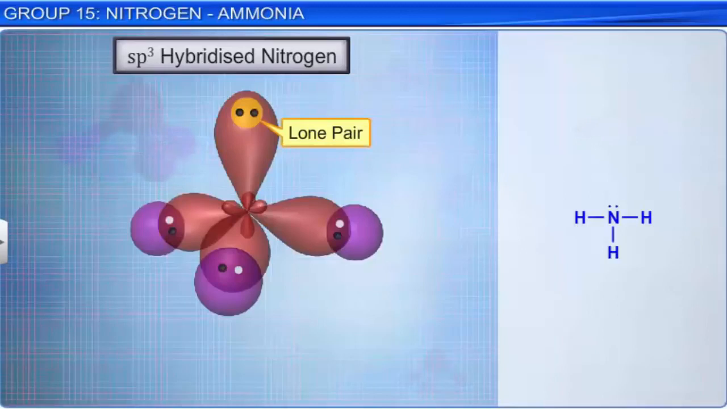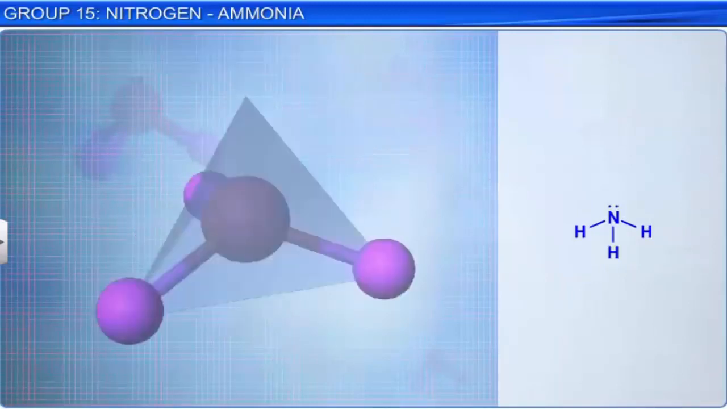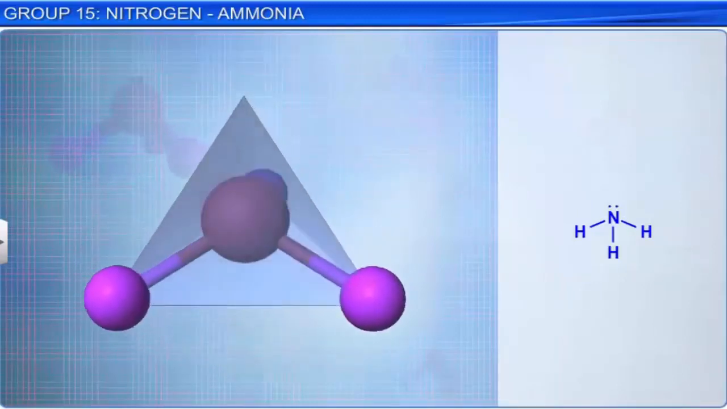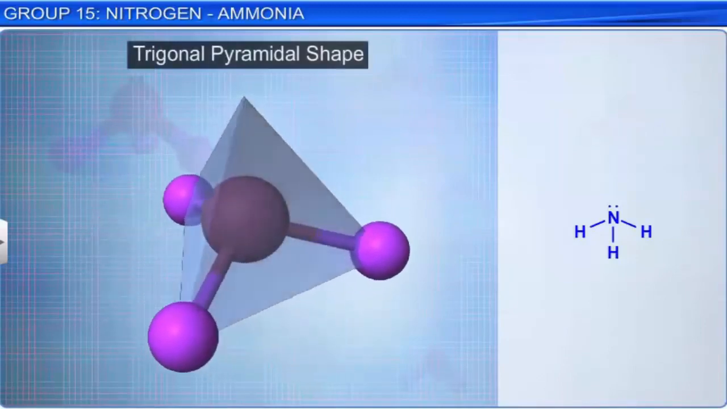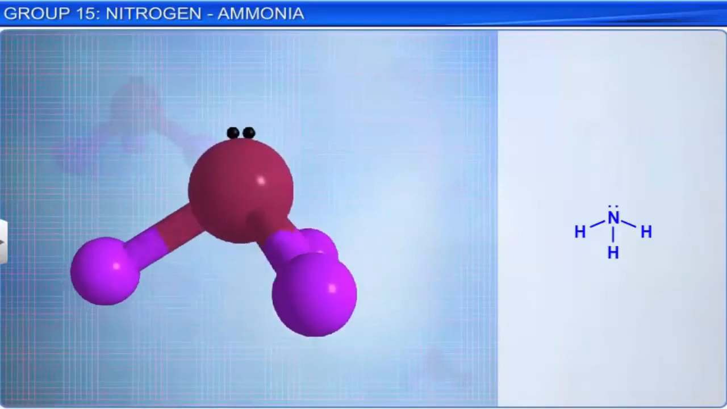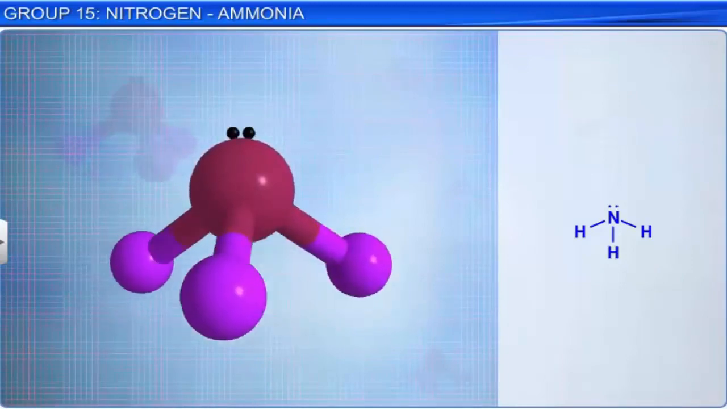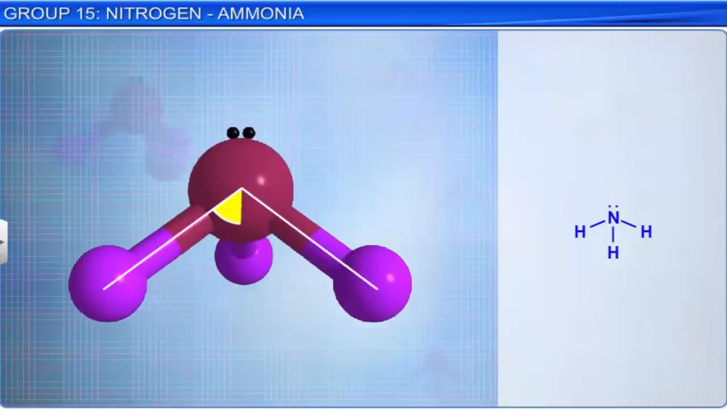On account of the presence of one lone pair, the geometry of the molecule is not regular, but distorted. Thus, the molecule acquires trigonal pyramidal shape. As a consequence, the bond angle is also less than expected, that is, 107.8 degrees.